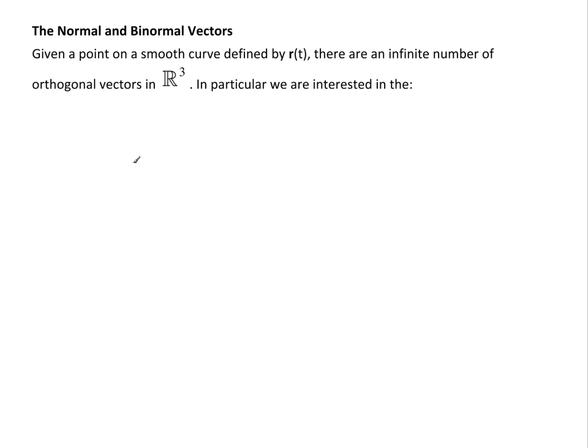This first one, we're going to talk about the normal and binomial vectors, but this very first one I want to talk about here. Let's take a look at a point on a smooth curve that's defined by the vector r of t. Now, there's an infinite number of orthogonal vectors in R3. In particular, right now, we're actually interested in what's referred to as the principal unit normal vector.